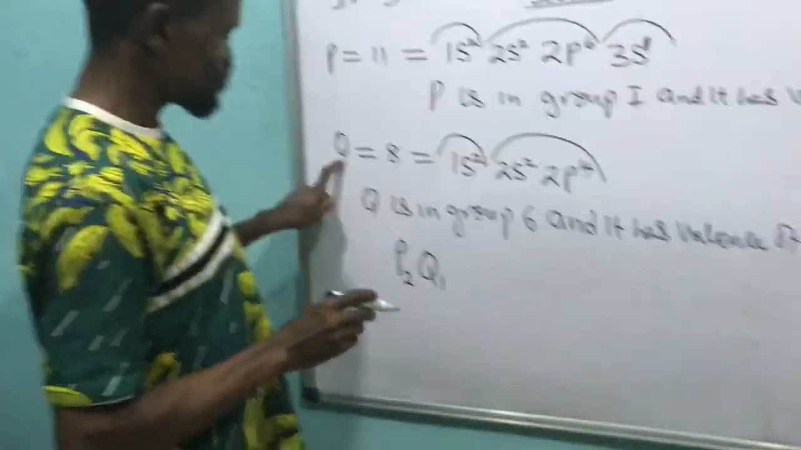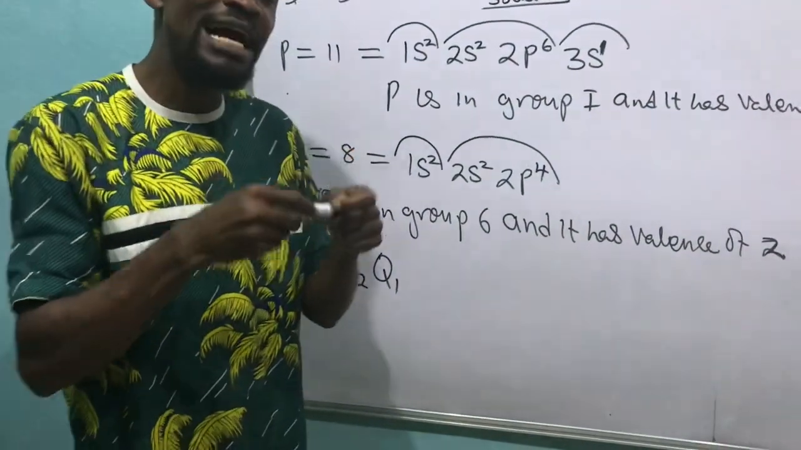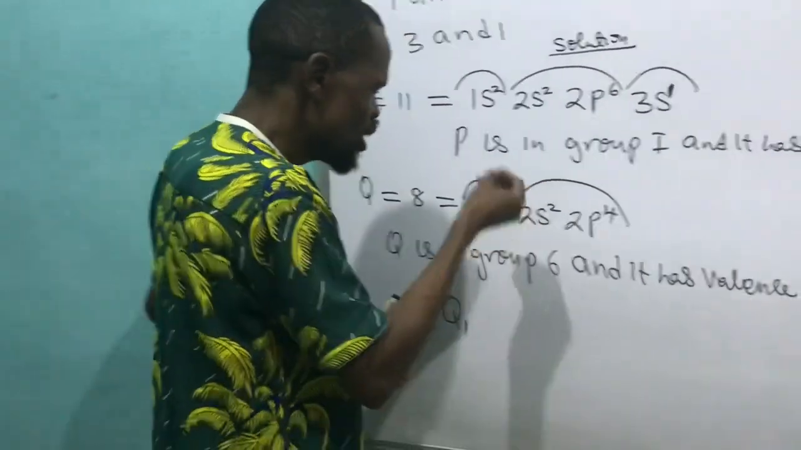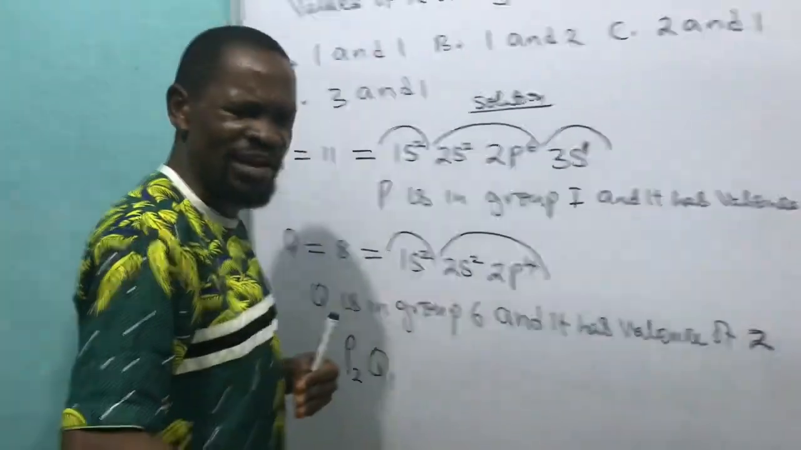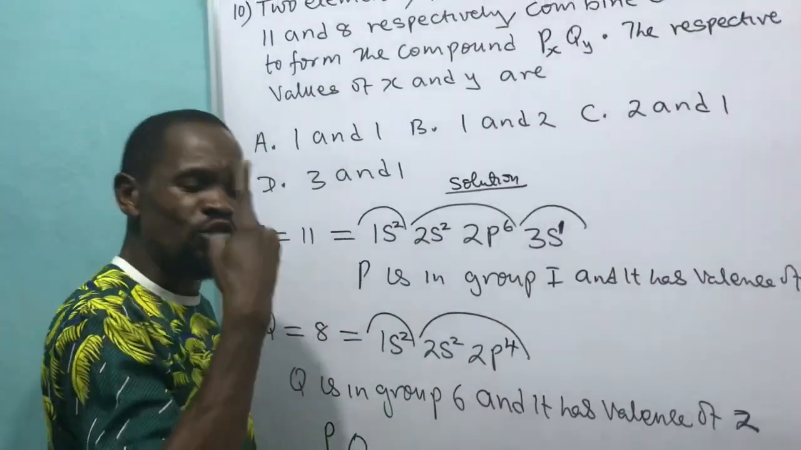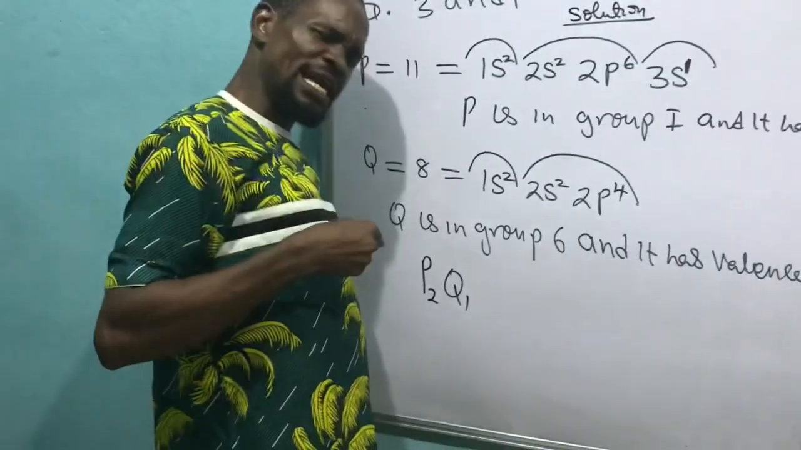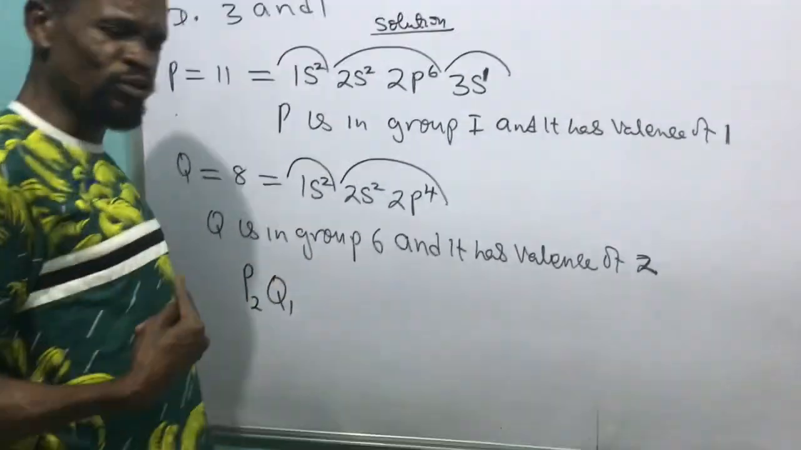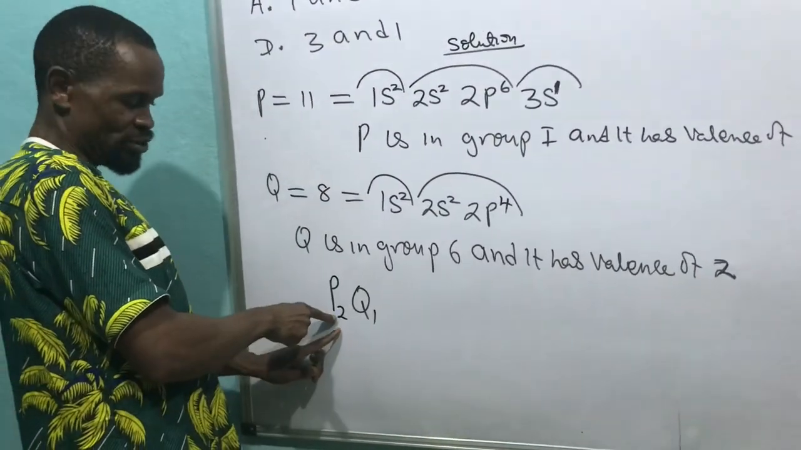Q needs 2, and P will only provide 1 electron. So for P to satisfy Q, he needs to double himself. P is providing only 1 electron, that's what he has, and Q needs 2 electrons. For P to be equal to Q, he has to double that 1 electron. So that's why you see the 2.